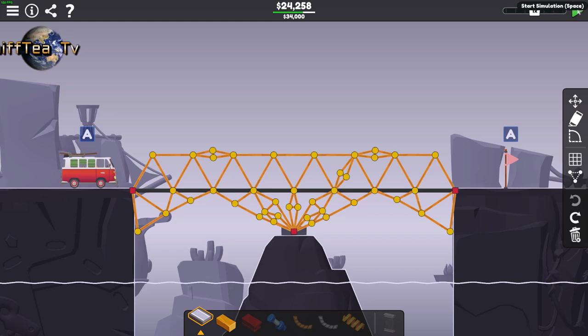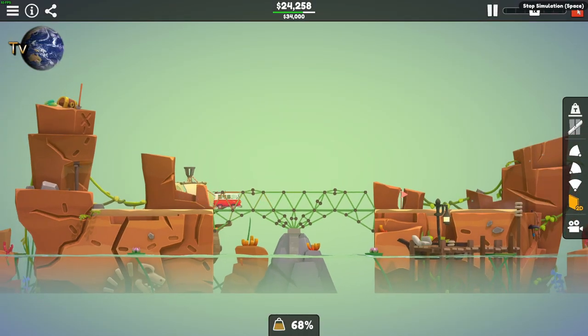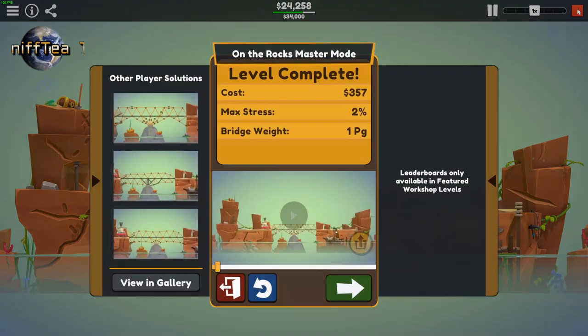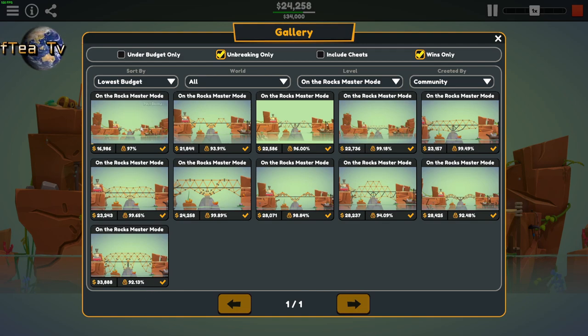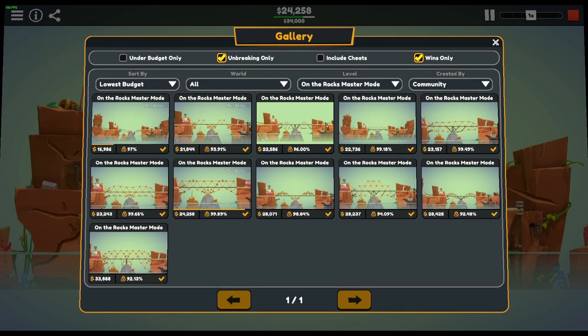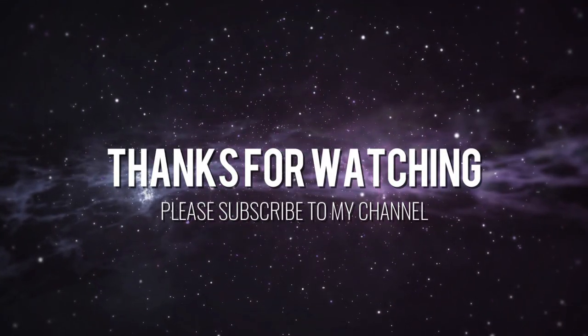Let's press play. Done. Let's see where we've come, hopefully on the first page. Oh. What are we? 24258. 24258. Second row. So yeah. Here we go. First 4 levels of master mode.